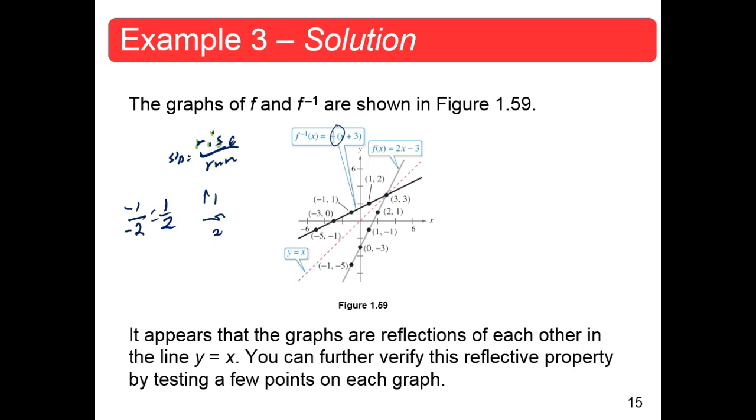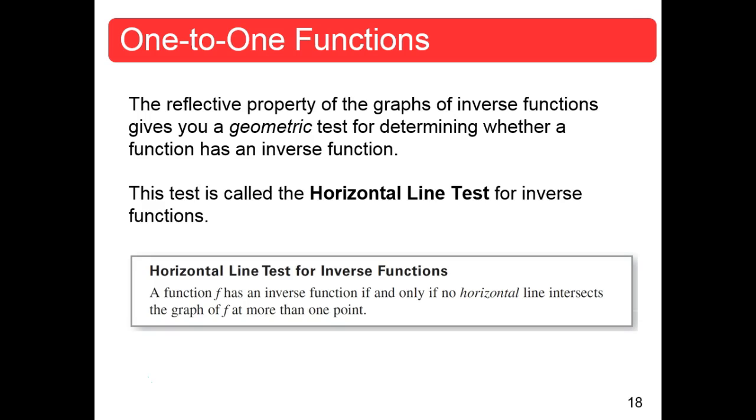Now, we've been talking about it like crazy. The reflective property of the graphs of inverse functions gives you a geometric test, which we've just been doing for determining whether a function has an inverse function. Did I jump ahead on it? I must have, sorry about that. That test is the horizontal line test for inverse functions.